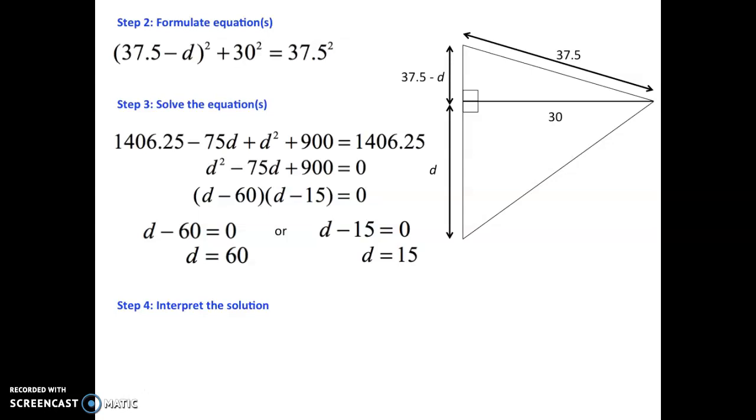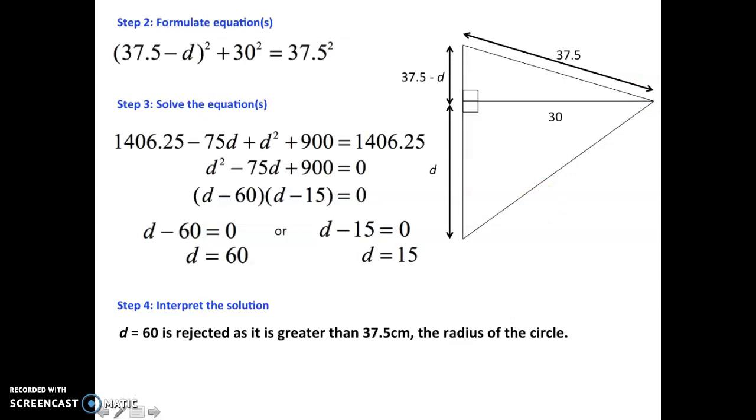Lastly, in step 4, we want to interpret the solution. We have two possible solutions here, but when we put it back into the context of this question, we know that we have to reject d equals 60. Alright, because d is supposed to be shorter than the radius. We know that this vertical line here is the radius. Therefore, d has to be shorter than that. However, d is 60, which is bigger than 37.5. Therefore, that is not possible. Hence, we know that our answer has to be d equals 15.